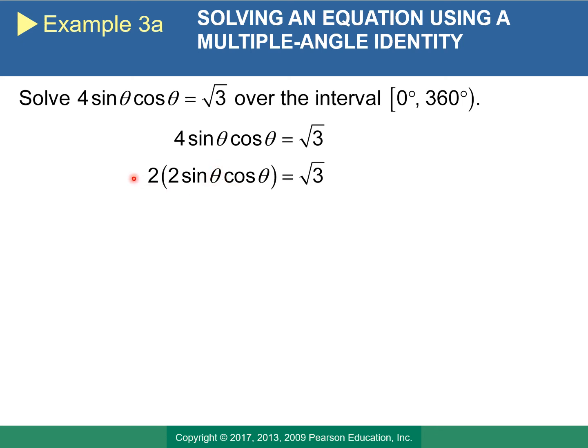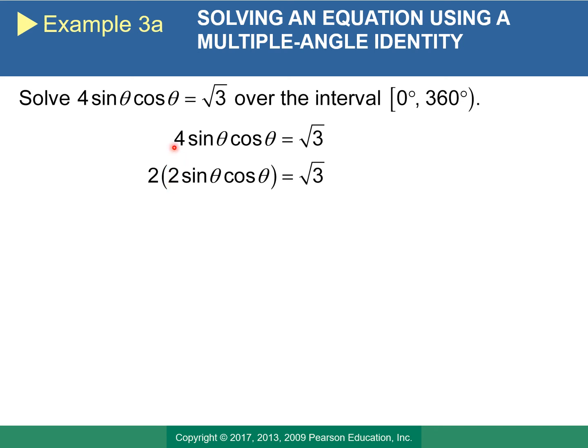So what I would recommend is having a list of your identities you learned from chapter 5, double angle formulas, sum and difference formulas, half angle formulas. Just have that available as you're working on these problems, because that way you can kind of match up what you're given with one of the identities.